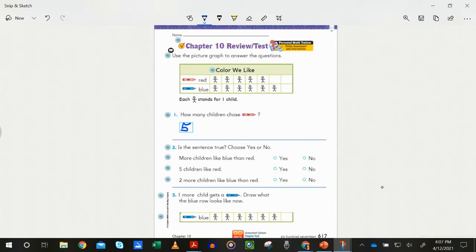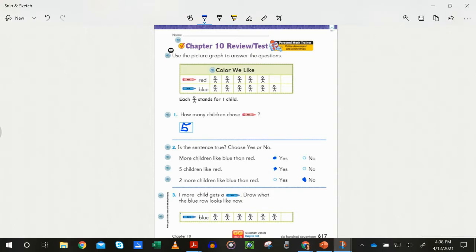Number 2, is the sentence true? Choose yes or no. More children like blue than red. Is that true? Yes, we can see the blue group is bigger than the red group. 5 children like red. We just found that out, didn't we? So that is also yes. 2 more children like blue than red. Looking at blue, looking at red. Is that 2 more? No, it's only 1 more. So that one is no.